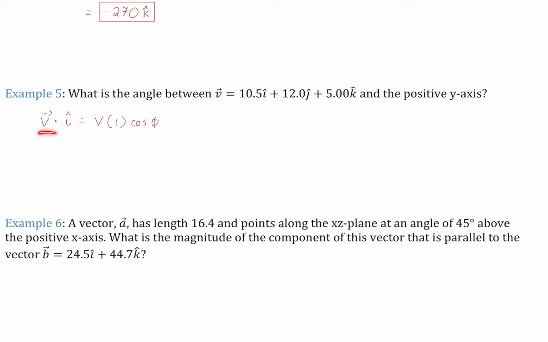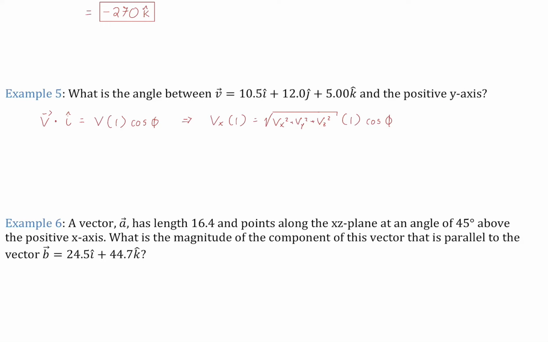So I'm going to do v dotted with, I wrote i hat, but I meant to write j hat. Excuse me. I'll go ahead and continue with i hat. I actually misread this as the x-axis, so it'd be a similar result. So here, I'm solving this problem for the x-axis. Take note of that.